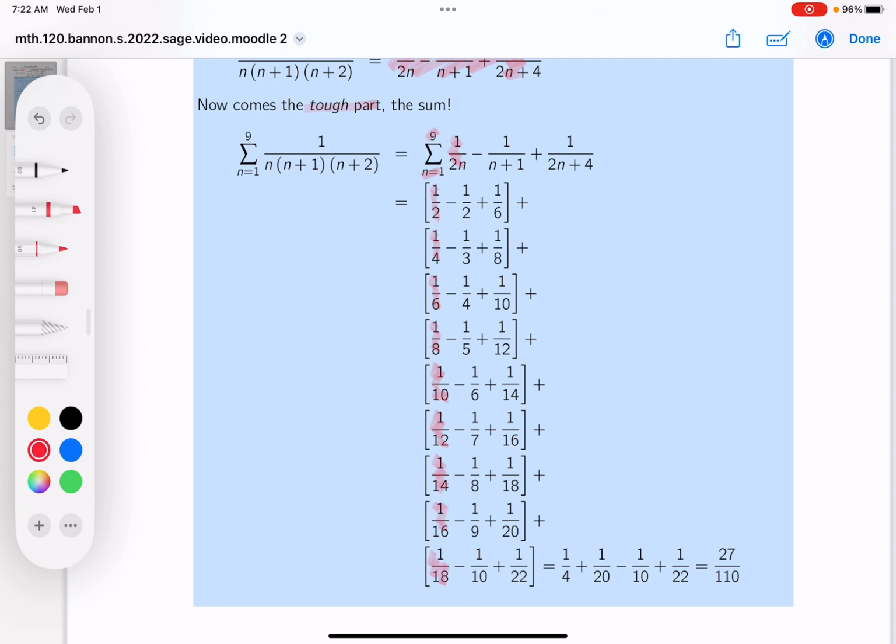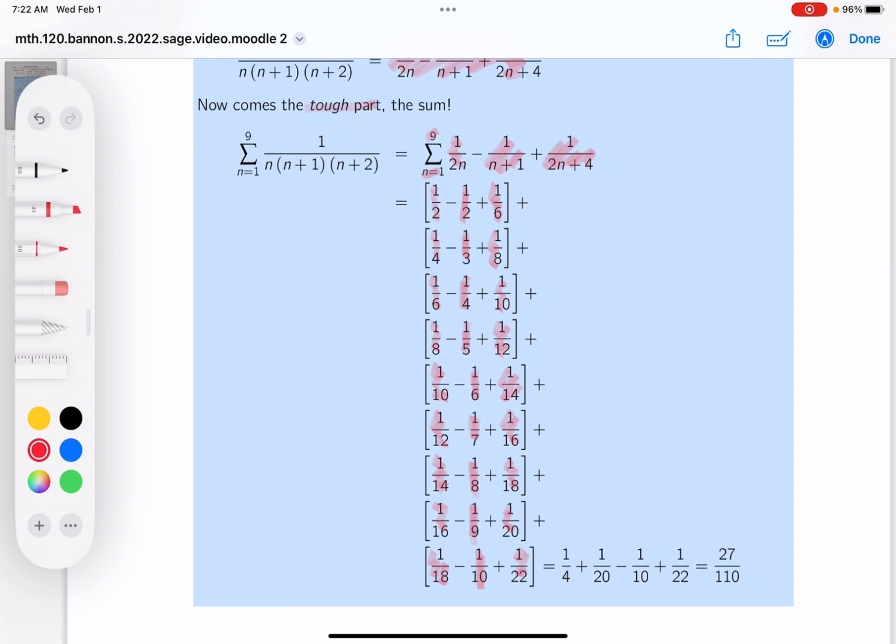That's fairly simple. Let's do the middle term, 1 over n plus 1. If n is 1, you get 1/2, then 1/3, 1/4, 1/5, 1/6, 1/7, 1/8, 1/9, and 1/10. Now the last term is a little more complicated. If n is 1, you would get 1/6, and the denominators are going up by 2: 1/8, 1/10, 1/12, 1/14, 1/16, 1/20, 1 over 22.